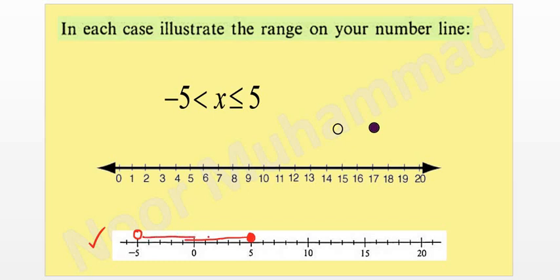So this is the range, right? I need all these numbers that are between 5 and -5. But in the upper, if I look at the upper number, 5 is included, but here -5 is not included, right? So let's solve some more questions.